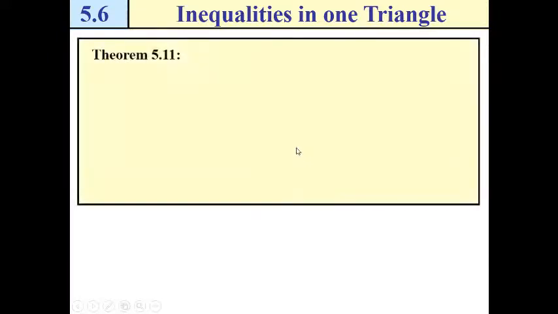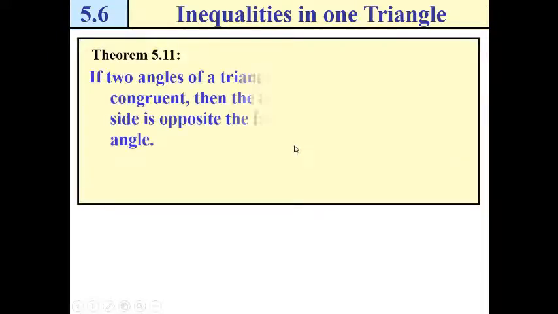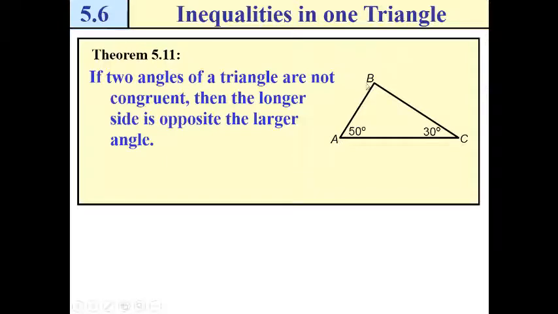By the same idea, the next theorem, 5.11. Here in this triangle ABC, if two angles of a triangle are not congruent, like angle A and angle C, then the longer side is opposite to the larger angle. That means side BC is bigger than side AB, because side BC is opposite to the larger angle, angle A, but side AB is the smallest because it is opposite to the smallest angle, angle C.